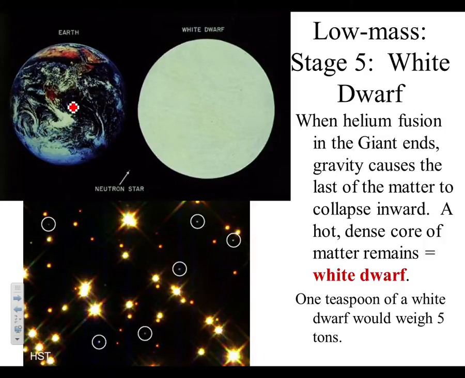Okay, so just a real quick recap. We had our sun, or our star, runs out of hydrogen, collapses, gets hotter, so now it can fuse helium into carbon, so it gets really big into a giant, runs out of helium, so now it's going to collapse into this hot, dense core called a white dwarf.